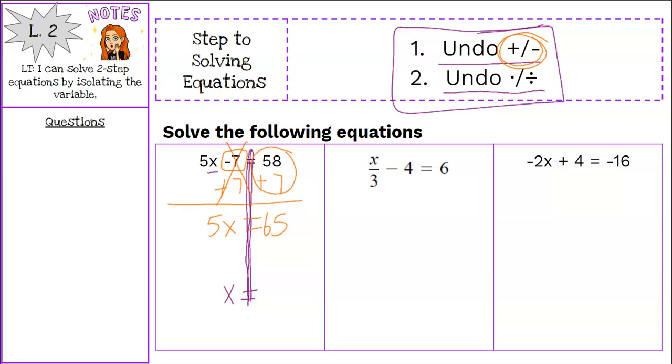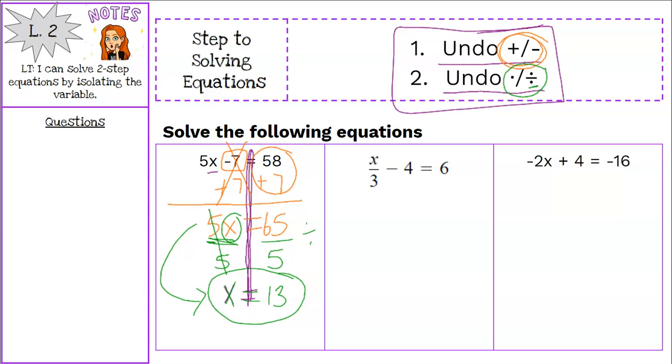Now if we look right here, we have 5x, meaning our x is not by itself yet because there's still this 5. A number next to a letter means we're multiplying. So we need to undo that multiplication. That's our next step. Undo multiplication with its opposite, which is division. So to undo that times 5, we're going to divide by 5. If we divide by 5 on the left, we have to divide by 5 on the right. 5 divided by 5 cancels out, leaving us with just that x. So we have x equals, then 65 divided by 5 is 13. So our final answer is x equals 13.